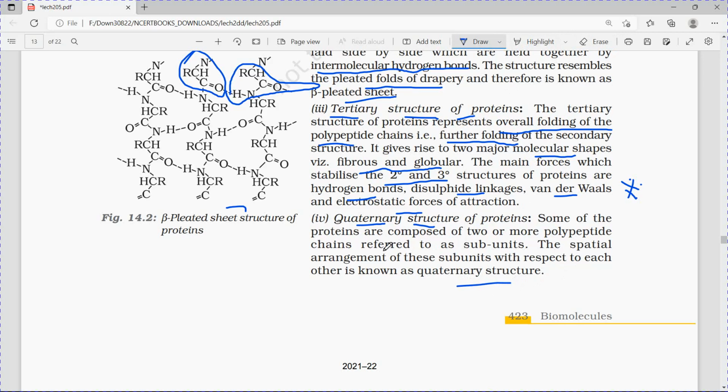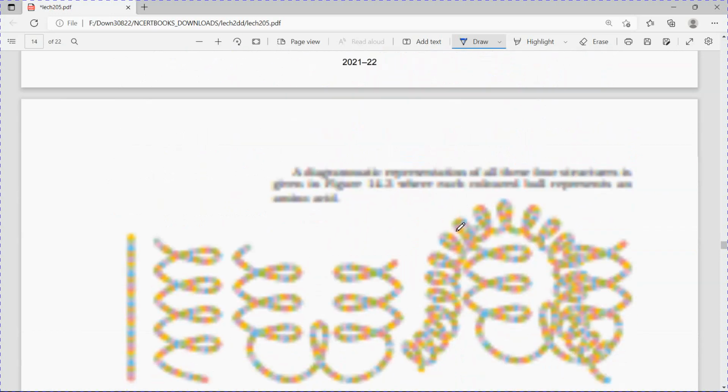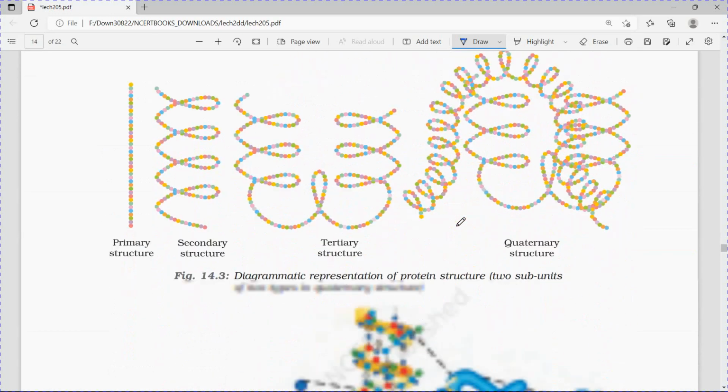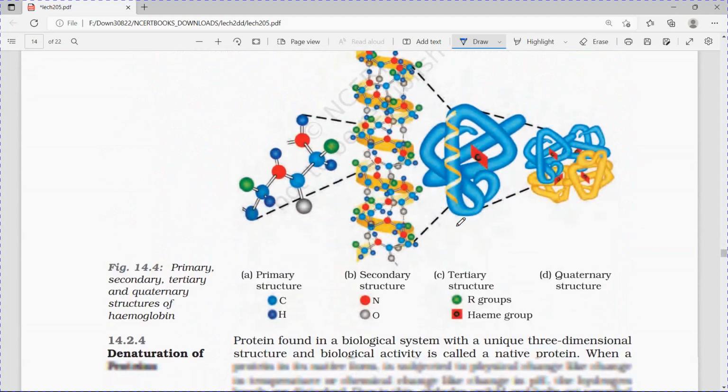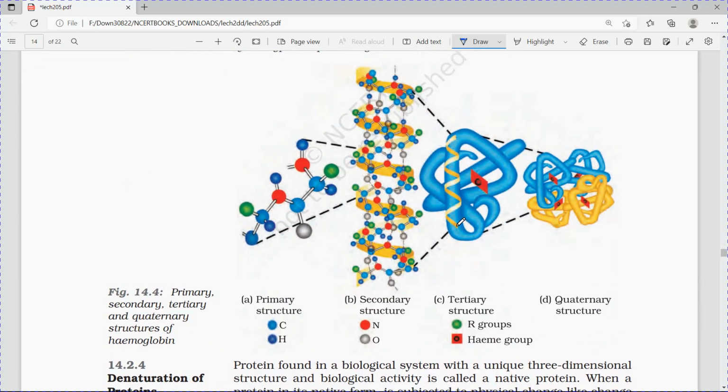So what is quaternary structure? If a protein contains two or more polypeptide chains, we call them subunits. How the subunits are arranged with respect to the spatial arrangement is called the quaternary structure of proteins, right? So I think you can understand the concept, right?